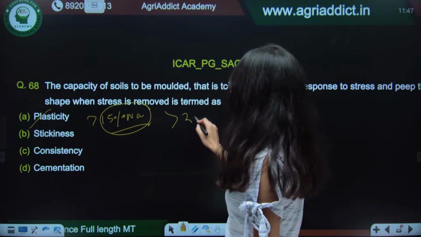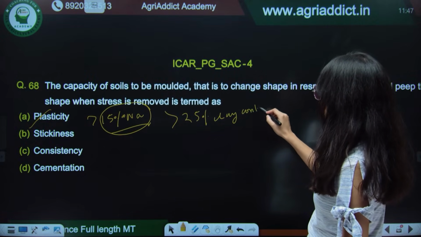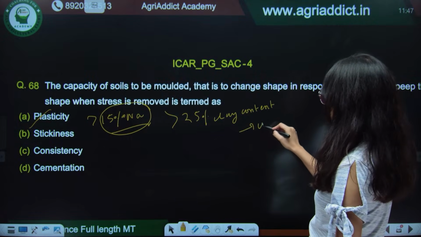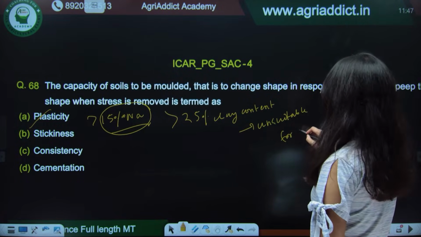Again, if your soil has greater than 25% clay content, then it will be unsuitable for roadbed formation. Unsuitable for roadbed formation.